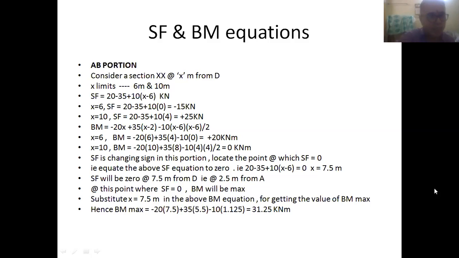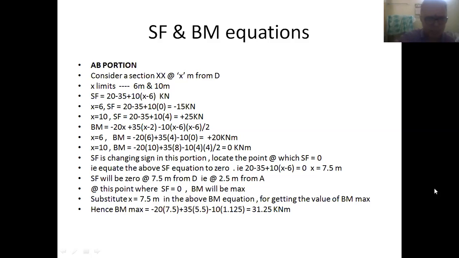So friends, SF will be equivalent to 0 at a distance of 7.5 meters from point D, or at a distance of 2.5 meters from point A. This point also has to be indicated in the SF diagram. In the earlier slide, we got a point at which bending moment is equivalent to 0. That has to be shown in the bending moment diagram. And here we got a point at which shear force is equivalent to 0. So we have to indicate this point on the SF diagram. The point at which bending moment is 0 is to be indicated on the bending moment diagram. The point at which SF is equivalent to 0 is to be indicated on the SF diagram.